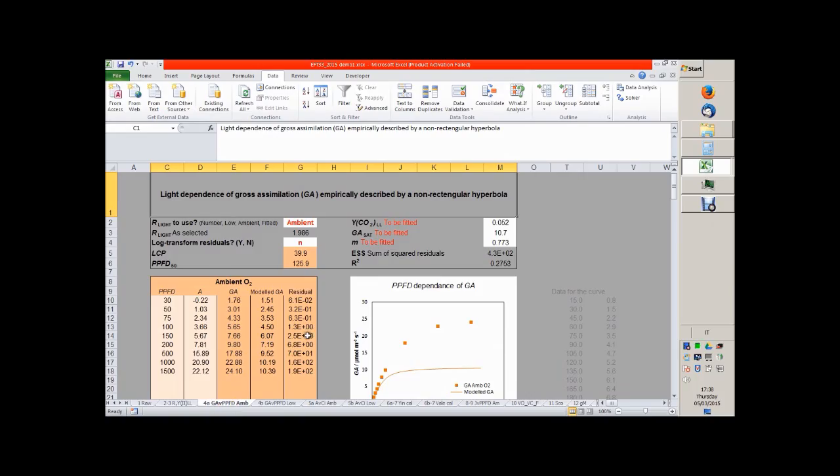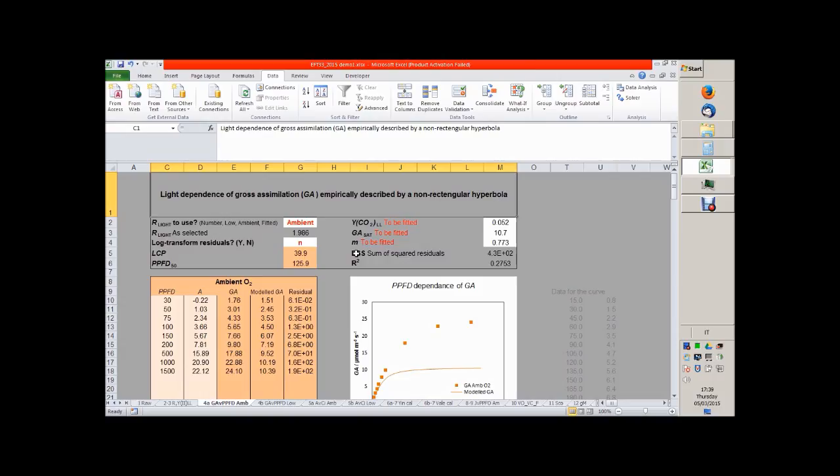Sheet 4a models the light dependence of gross assimilation. Gross assimilation is calculated by summing assimilation, which is measured, plus respiration in the light, which was derived in sheet 2. The model function is empirical and is a non-rectangular hyperbola. This hyperbola has an initial slope which is YCO2LL, that is the maximum quantum yield for CO2 fixation, and a horizontal asymptote which is GA sat, the saturated rate of gross assimilation.